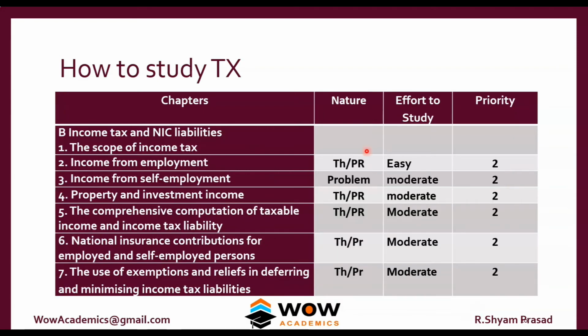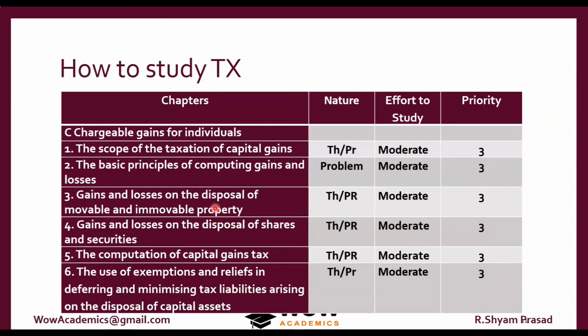The second priority is income tax and NIC liabilities. You have all these topics, and they are a mixture of theory and problems. I think only one of them is easy; all the other eight moderately require effort from your side, and they have priority 2. In priority 3, we have chargeable gains for individuals, which is C, and it has a list of requirements here. Again, it's a mixture of theory and problem, and all of it seems to have a moderate level of toughness.